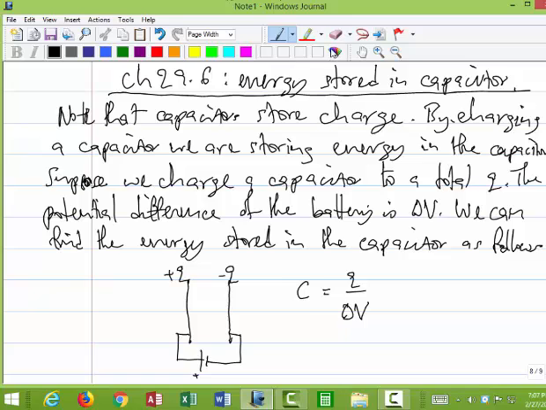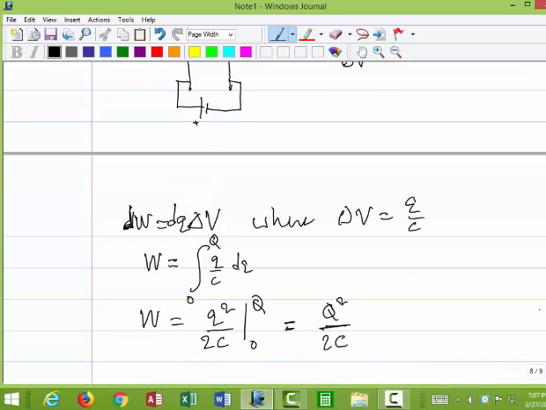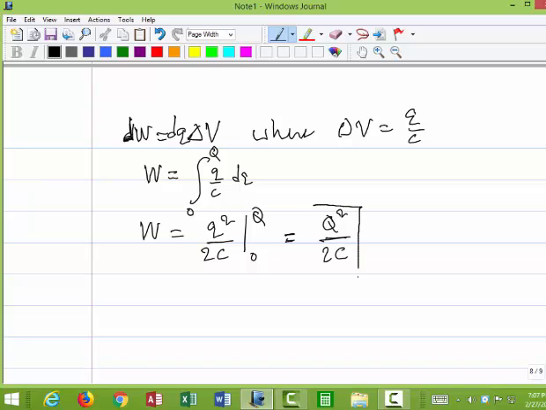So the total charge here is uppercase Q, not lowercase q. Make that change. Uppercase Q is our total charge. So make that correction. Uppercase Q. So I'm integrating from 0 to uppercase Q. So this is the work done or the energy stored on the capacitor.